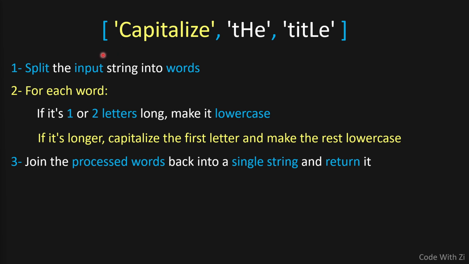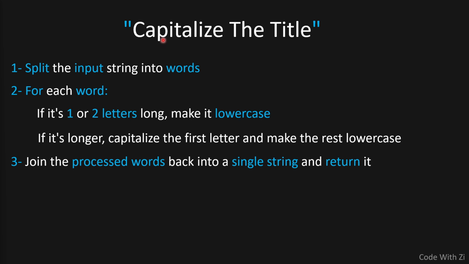Now we're done with this, and then we're gonna move to the next word. That's gonna be this word that we have here. We're gonna check if it is 1 letter or 2 letters long. Not really. So if it is longer, capitalize the first letter and make the rest lowercase. Done. And then we're gonna move on to the next one. The next one is gonna be title. We're gonna check again if it is 1 or 2 letters long. Not really. So capitalize the first letter and make the rest lowercase, like so. And then we're gonna be done with our loop. After this, we're just gonna join the processed words that we have into a string again, and we're gonna return it like so. And this is gonna be our answer.